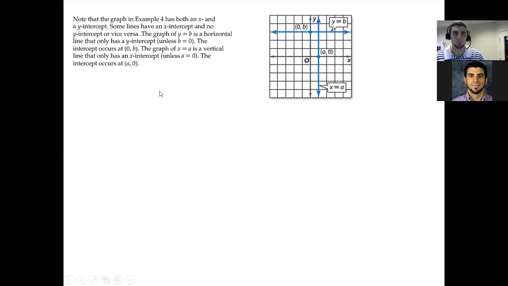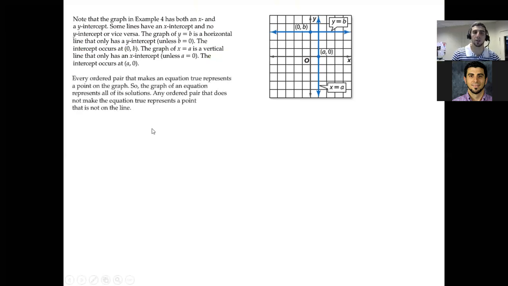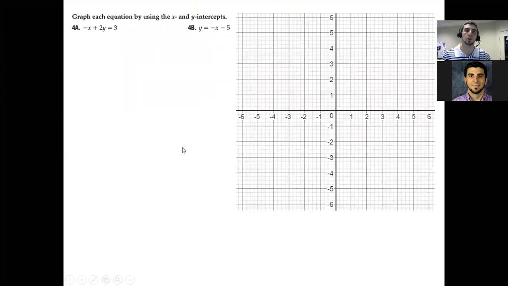So every ordered pair that makes an equation true represents a point on the graph. So the graph of an equation represents all of its solutions. Any ordered pair that does not make the equation true represents a point that is not on the line. So let's graph each equation by using x and y intercepts. Go ahead and pause the video and hit play when you're ready.